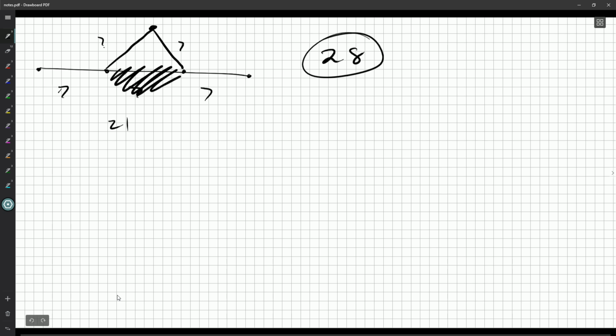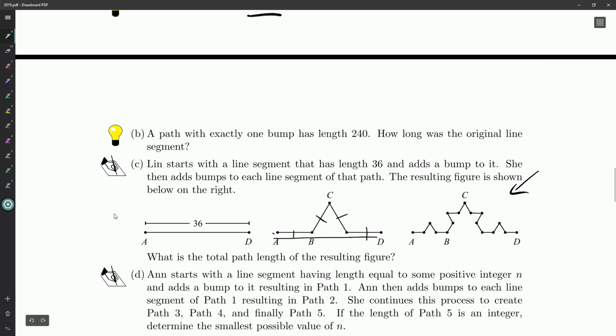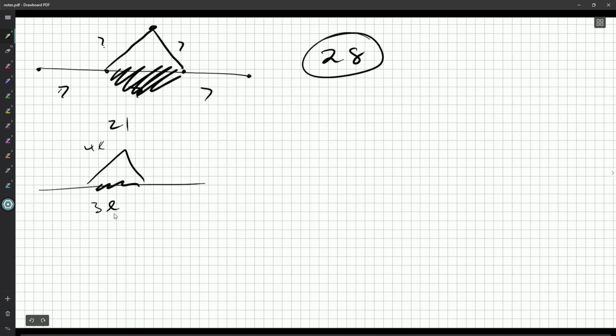Basically, anytime you start with length 3L, at the end you'll have length 4L. That's the general rule. But they added that just to make sure we understood the process we were just told. Okay, B, a path with exactly 1 bump has length 240. How long was the original line segment? So again, it's probably worth writing this rule down.